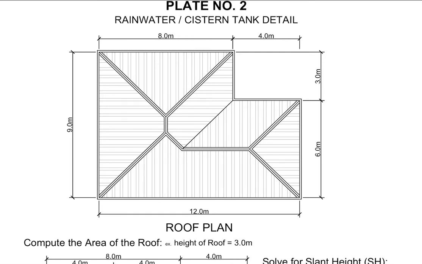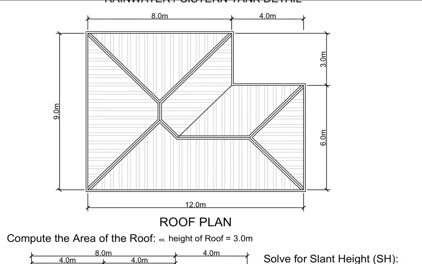So supposedly you have this kind of roof. You already have your roof plan in your Building Design 1. In my case, I just have this sample roof plan. You have this type of roof, a combination of hip and gable roof.